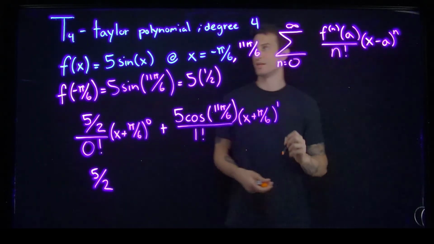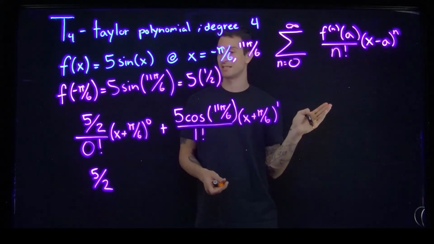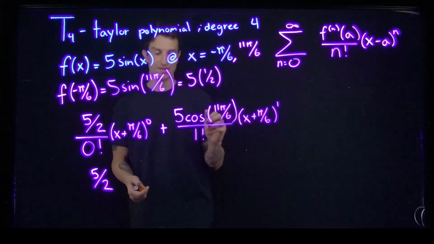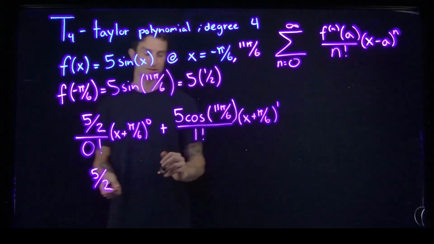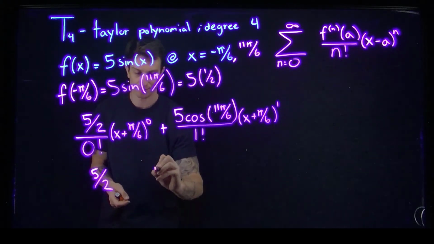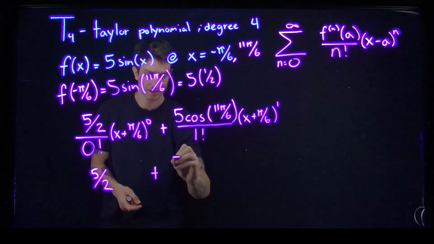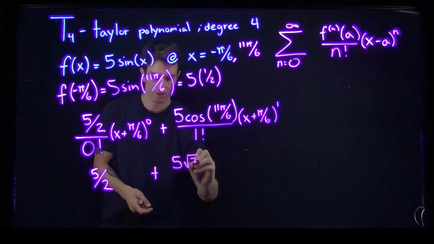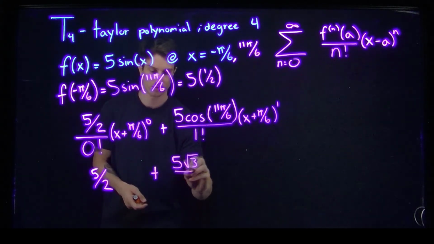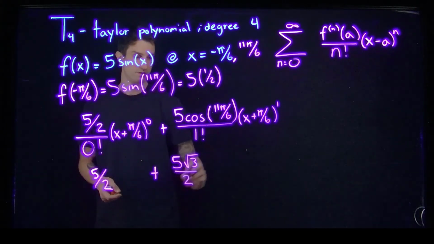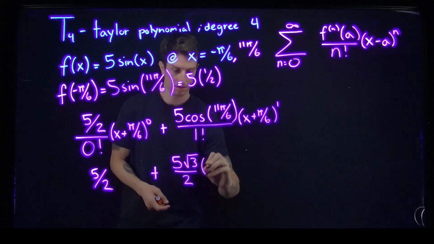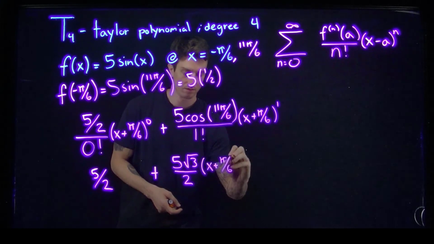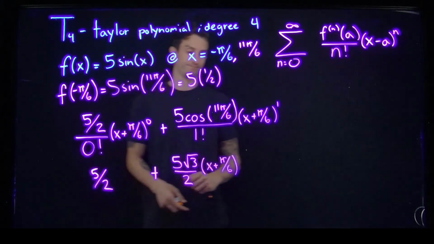Okay, cosine of 11 pi over 6, we're in positive x territory. Our reference angle is pi over 6, so we have a rad 3 over 2. 1 factorial is going to be 1, so we're going to end up with 5 times rad 3 over 2 times x plus pi over 6. We can leave it just like that.